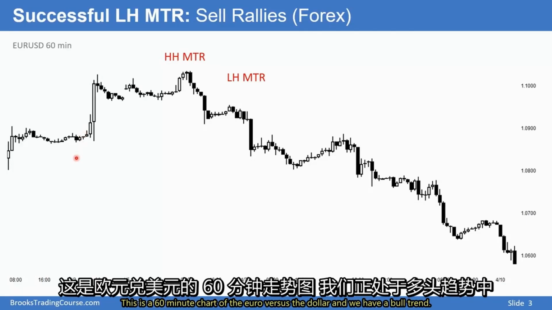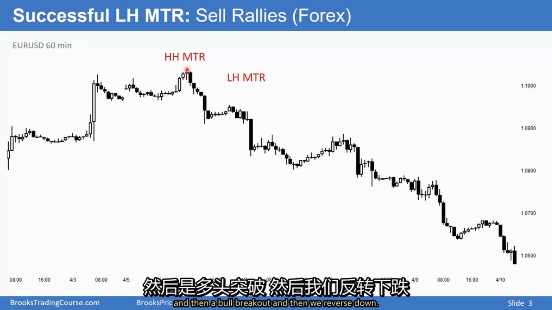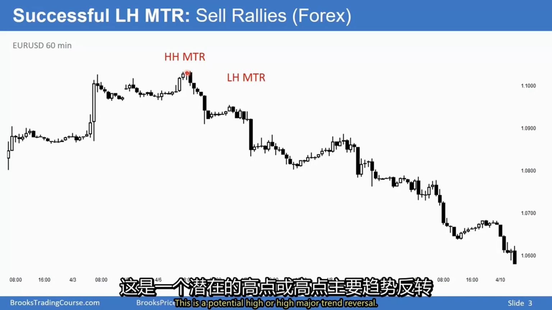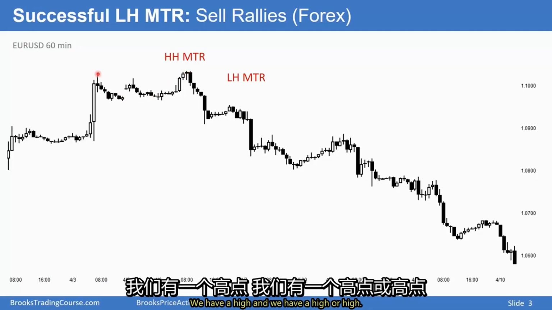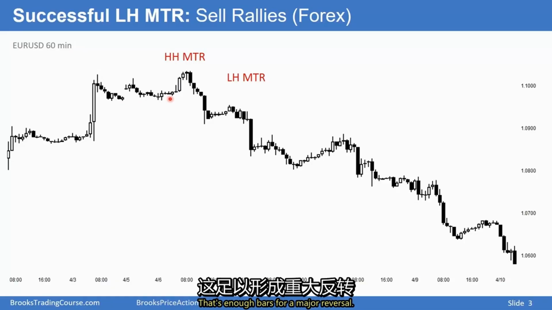This is a 60-minute chart of the euro versus the dollar, and we have a bull trend. We have a trading range, a double bottom bull flag, and then a bull breakout, and then we reverse down. This is a potential higher high major trend reversal. We have a high, and we have a higher high. The sell-off lasted 7 or 8 bars and went sideways for 20 bars. That's enough bars for a major reversal.